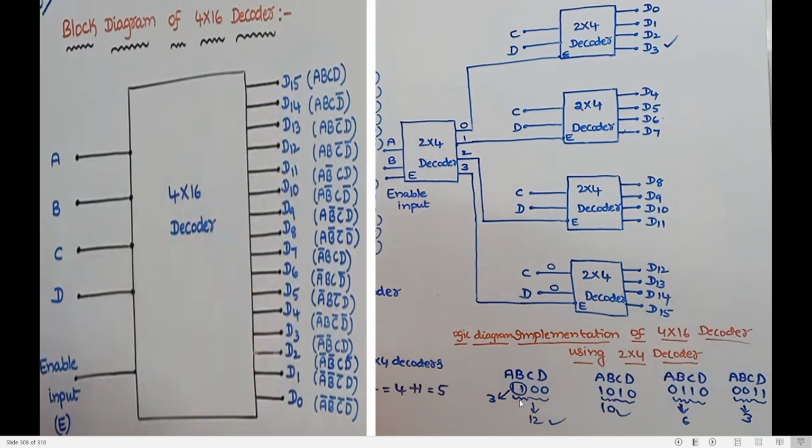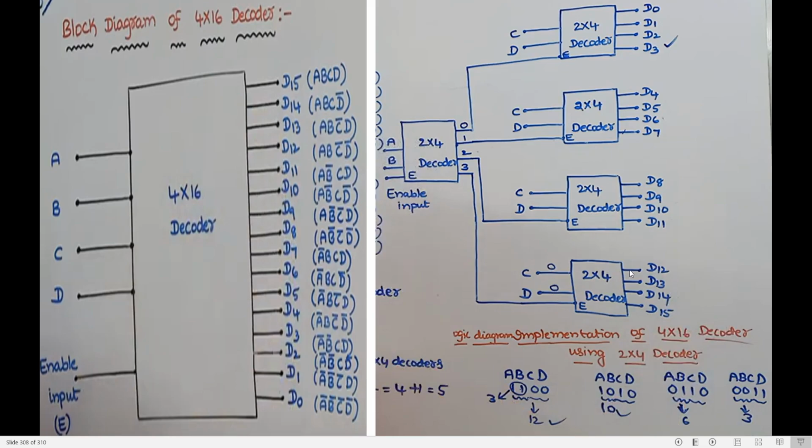So, if my input A, B, C, D is 1, 1, 0, 0, then A and B will be 1, 1. It means it is selecting the third wire. From here, it is enabling this decoder. So, this decoder is activated. It is working. Now, what is the value of C and D? 0, 0.